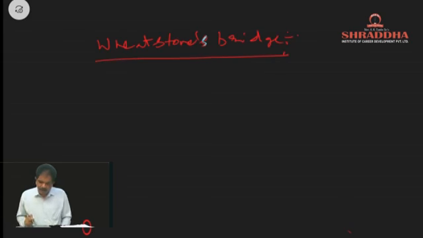Wheatstone bridge will be used to find the unknown resistance. Any one resistance is there. What is the unknown value of the resistance? To find it, Wheatstone bridge will be used. How to use? Wheatstone bridge will contain 4 resistors.